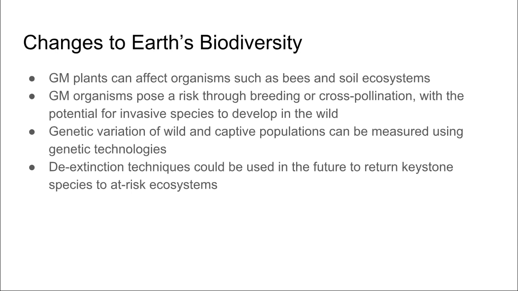We also see genetically modified plants affecting organisms in an ecosystem as they're introduced, and therefore we don't know how they're going to interact with the organisms that are already in an ecosystem and how they'll interact with humans who consume them. But we can use these techniques as a de-extinction technique, and therefore return some keystone species to some ecosystems. That concludes lesson 3.